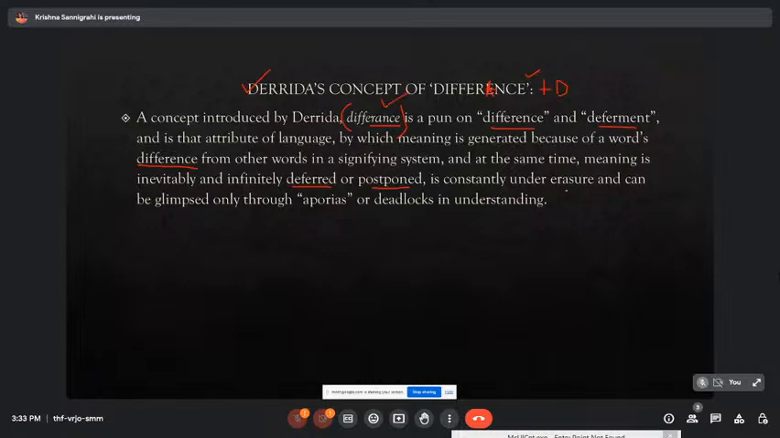So, meaning is constantly under erasure and can be glimpsed only through aporias. What is aporia? Aporia is a gap or deadlock in understanding. So the post-structuralists are saying that it is very, very difficult to understand meaning because meaning is constantly deferred, constantly getting postponed.